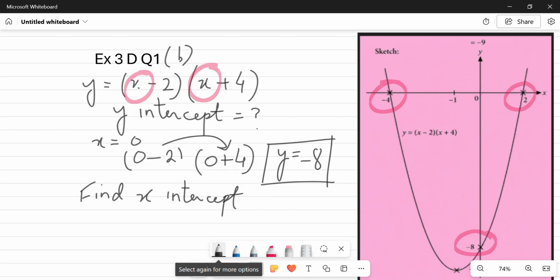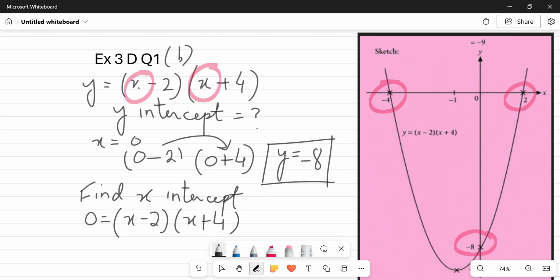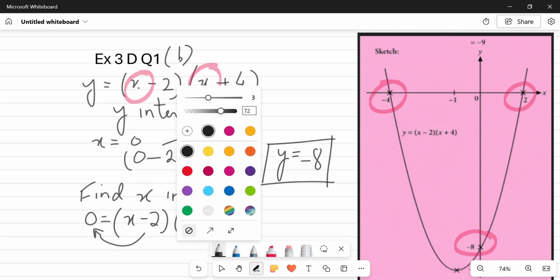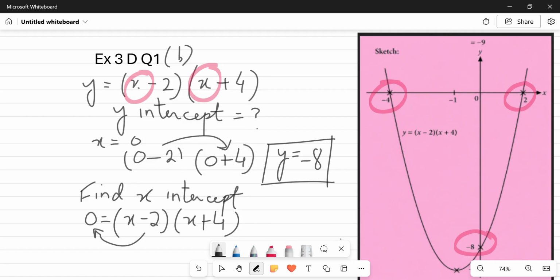So here y is equal to 0. So when 0 equals, because y is 0 here, then (x - 2) and then (x + 4), right? We have done this quadratic equation. This is going to be multiplied with this one, and then again this one is multiplied with the other one. So when we multiply, we'll get x - 2 = 0.